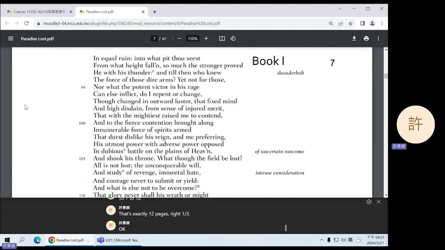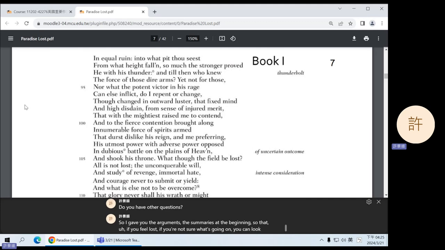Okay, do you have other questions? So I gave you the arguments, the summaries at the beginning, so that if you feel lost, if you're not sure what's going on, you can look at the argument to see what's going on in the overall poem.